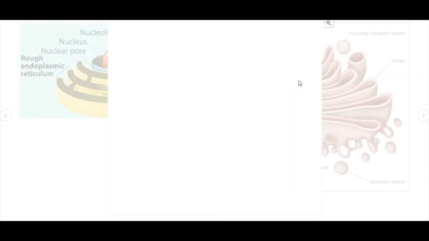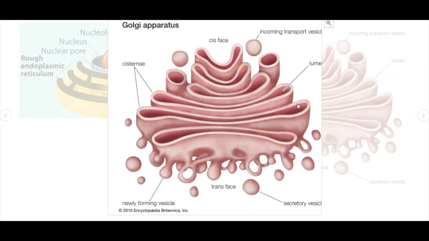Moving on to the next structure, we have what is known as our Golgi apparatus. The Golgi apparatus is basically the place or the structure that is responsible for packaging the proteins in membrane-bound vesicles, however you guys want to pronounce it. These vesicles will then be secreted out of the cell along with other hormones.